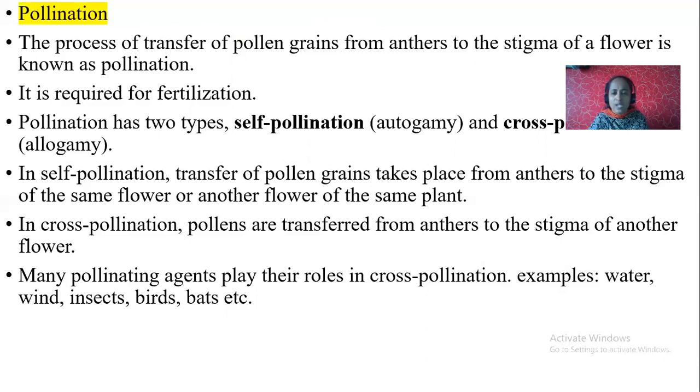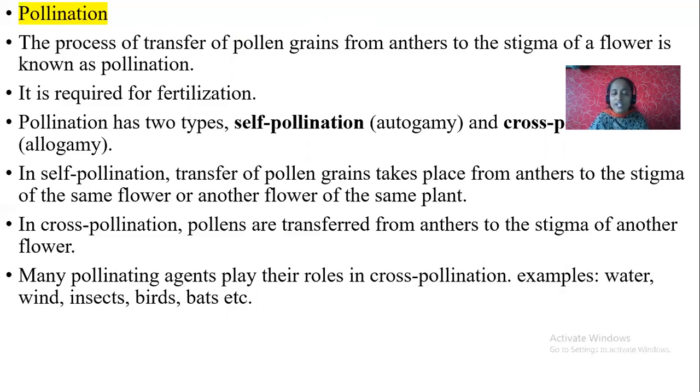Next, pollination has two types. There are two types of pollination. One is self-pollination, another one is cross-pollination. Self-pollination is also called autogamy. Auto in the sense self, gamy in the sense fusion. Cross-pollination is also called allogamy. In self-pollination, as the name indicates, the transfer of pollen grain takes place from the anthers to the stigma of the same flower or another flower of the same plant. So, if pollination occurs within the same plant, or within the same flower or two different flowers of the same plant, then it is called self-pollination.